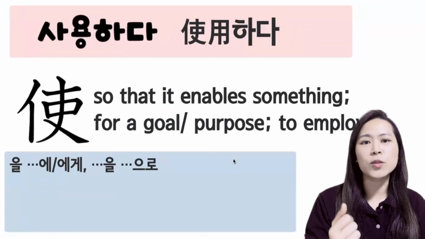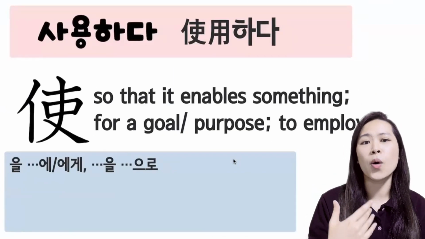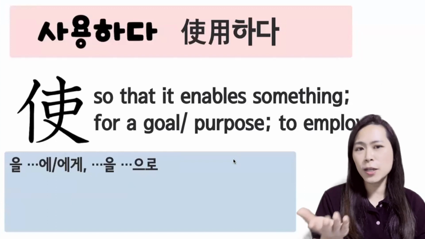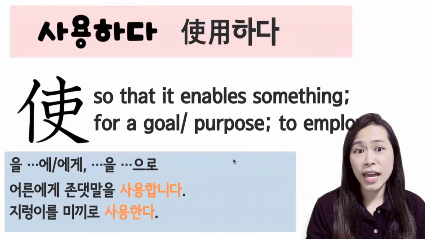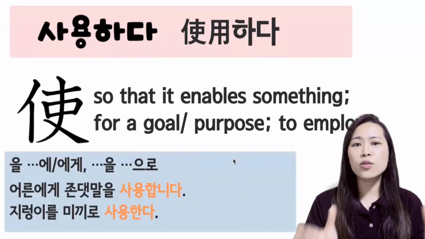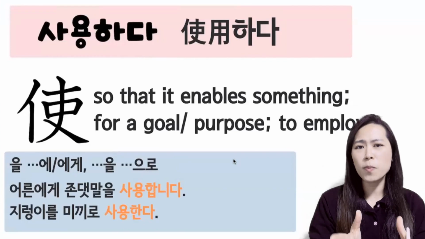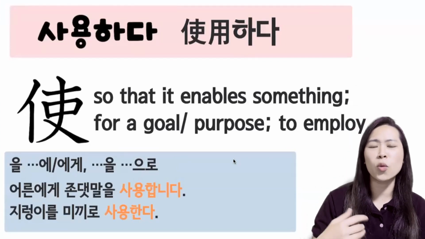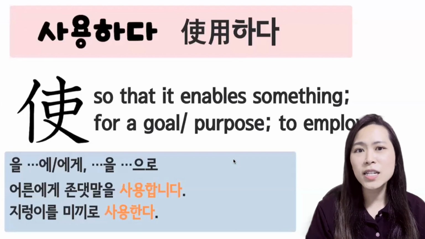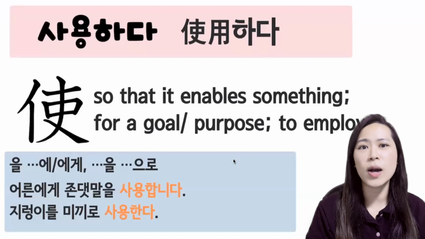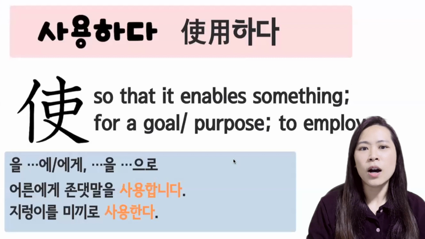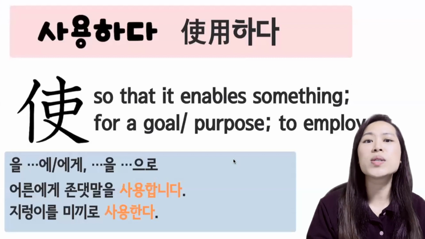Now, 사용하다 is also used more with 에 or 에게. In what kind of example, right? Let me give you an example. 어른에게 존댓말을 사용합니다. Now, when do you use 존댓말, formal speech or honorifics? You use it when you are speaking to an elderly person. 그래서 어른에게 존댓말을 사용합니다. 사용하세요. 사용합니다. Alright. 지렁이를 미끼로 사용한다.